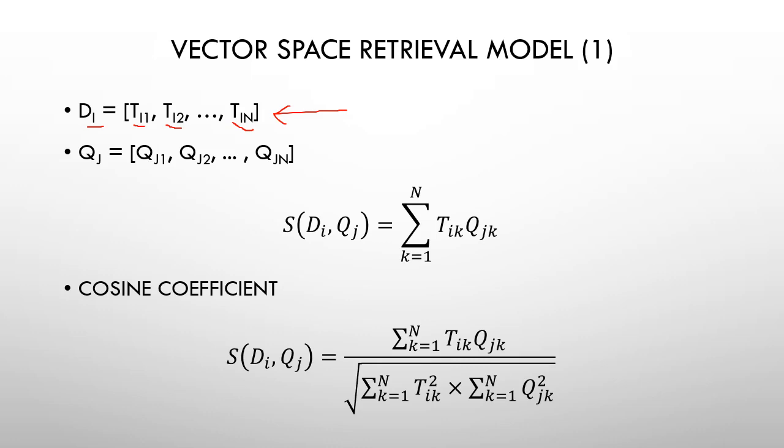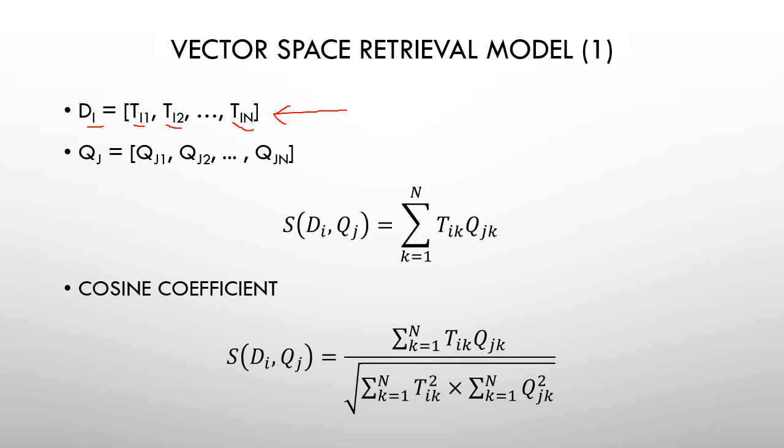Now the query is also represented in the same way, to be considered as consisting of n terms. And if the query is much shorter and consists only of a few terms, then the weight for any terms which do not appear in the query will be considered as 0.